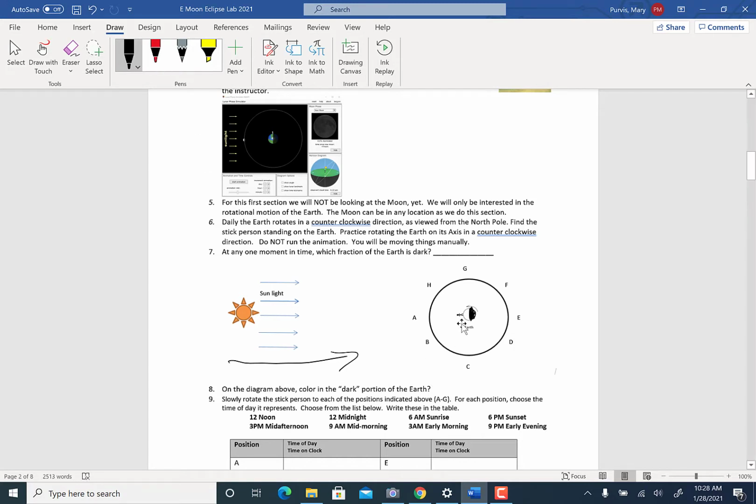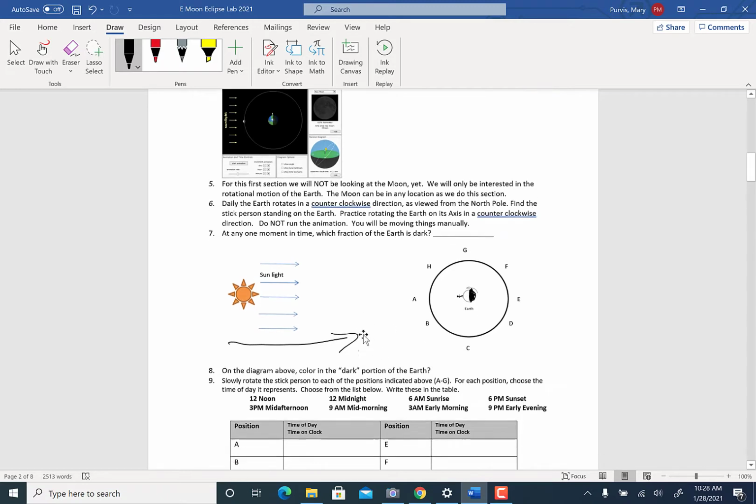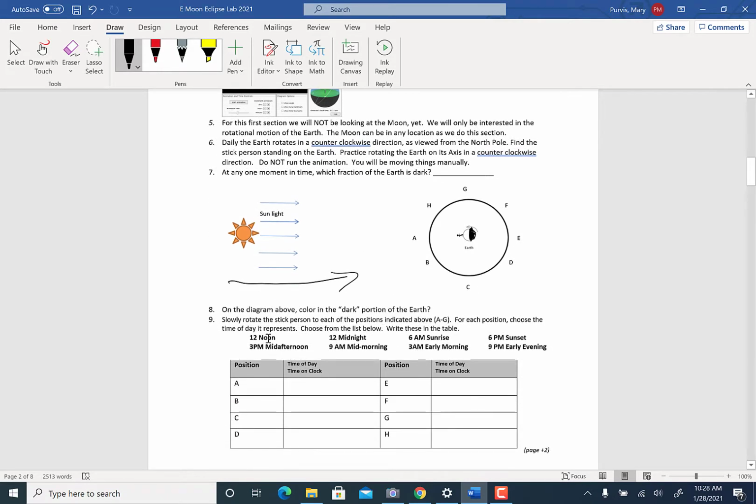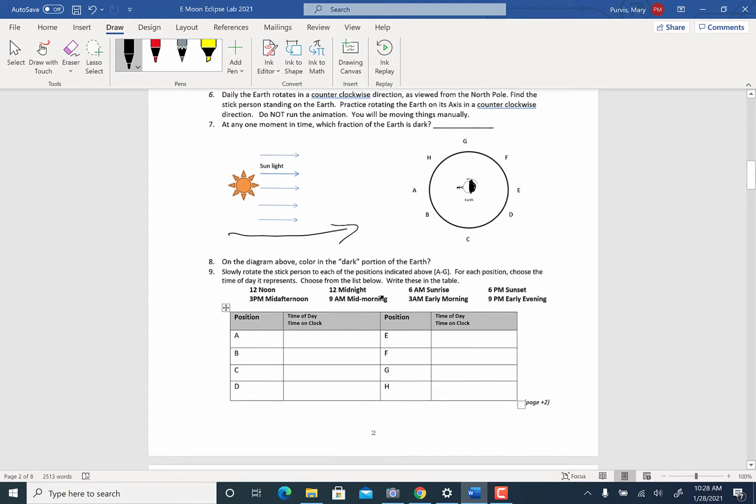So as the Earth rotates, I want you to think about what time of night or day it's going to be. These are your choices: 12 noon, 3 p.m., mid-afternoon, and use those to fill in the chart A, B, C, D, E, F, G, H, going from A to B to C and rotating in that direction.